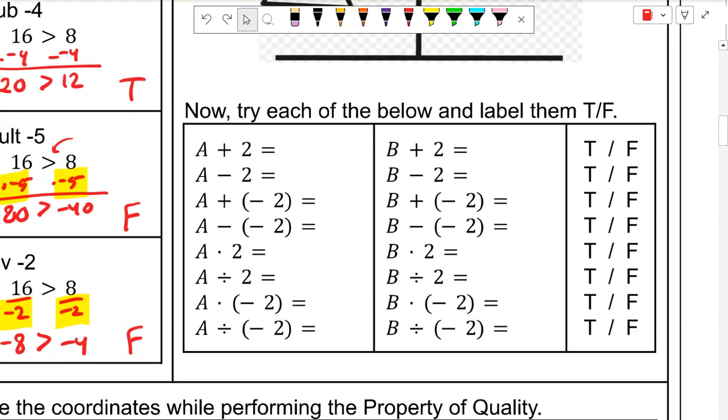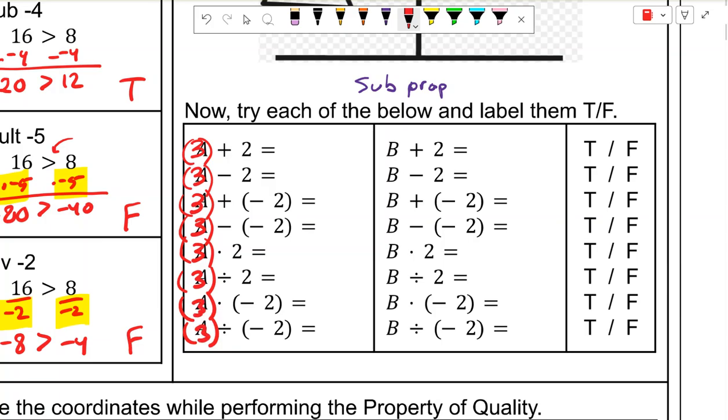And so we're going to use the substitution property. Let's write that up here. We're going to basically make all of these A's into parentheses, because we're going to sub in 3 for all of the A's. So just smash a 3 right on top of the A. And let's get these operations done.